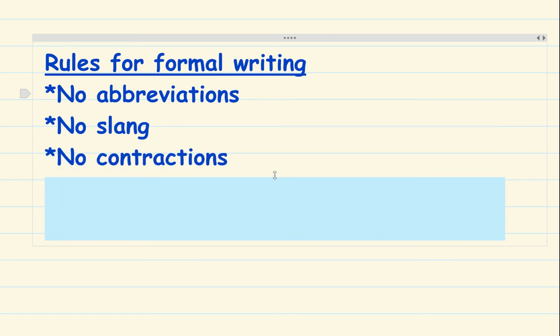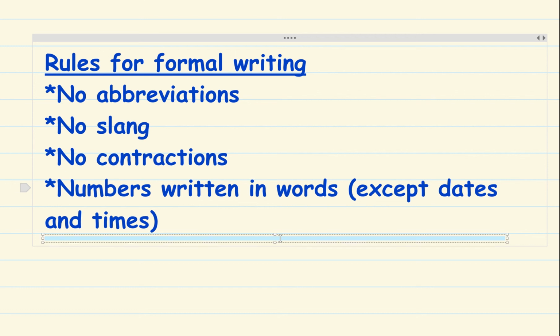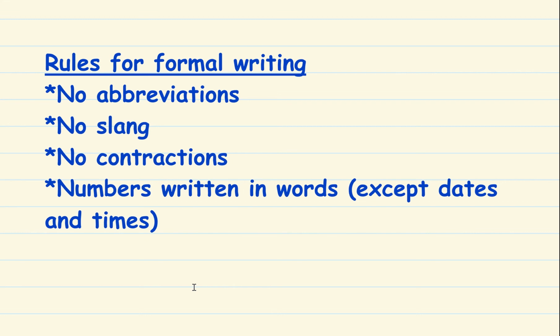No contractions, so those words like can't, doesn't, he's, we're, not having them. It's got to be cannot, shall not, does not, he's not, or he is, okay? Numbers written in words. So if I'm writing, he had 3 theories, I can't have my number 3, I need to write it with my letters, so THREE. Unless I'm talking about dates. Dates are absolutely fine as numbers still.